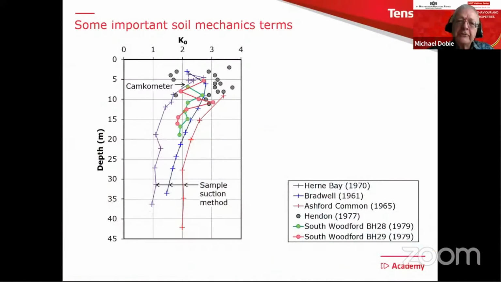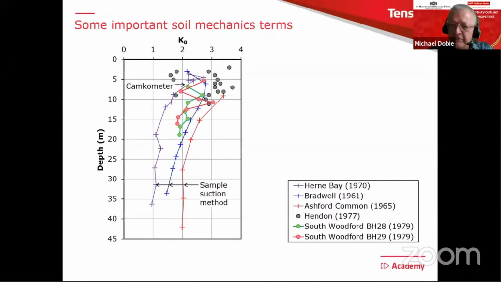So this is a profile of the K0 value measured in London clay by a variety of techniques at a variety of locations around London. And you can see that K0 is very high. This means that the horizontal in situ stress is much higher than the vertical one, up to 3 times.